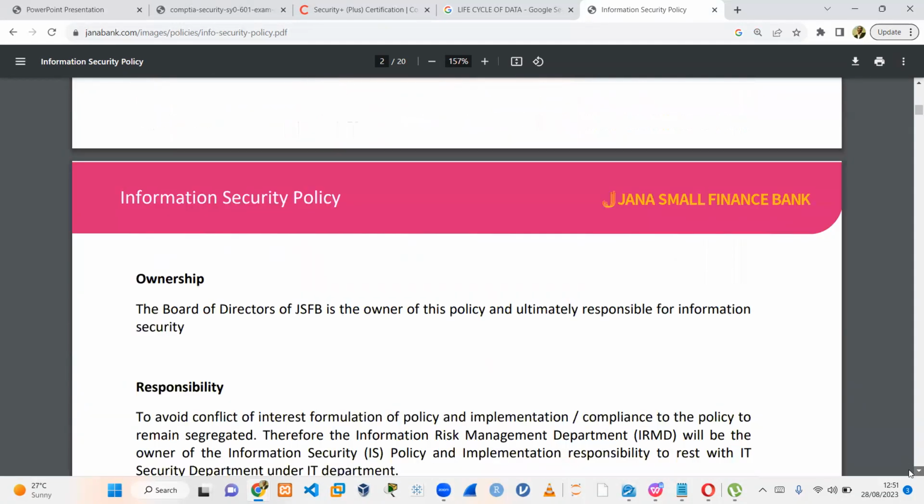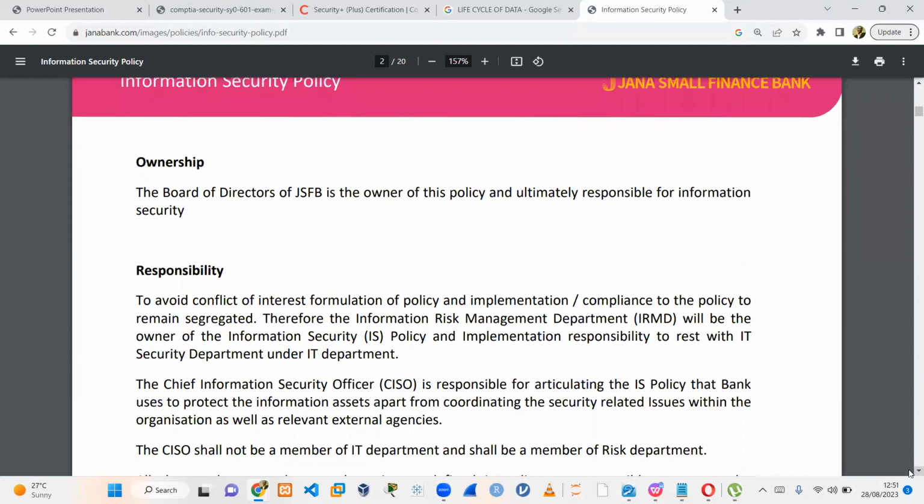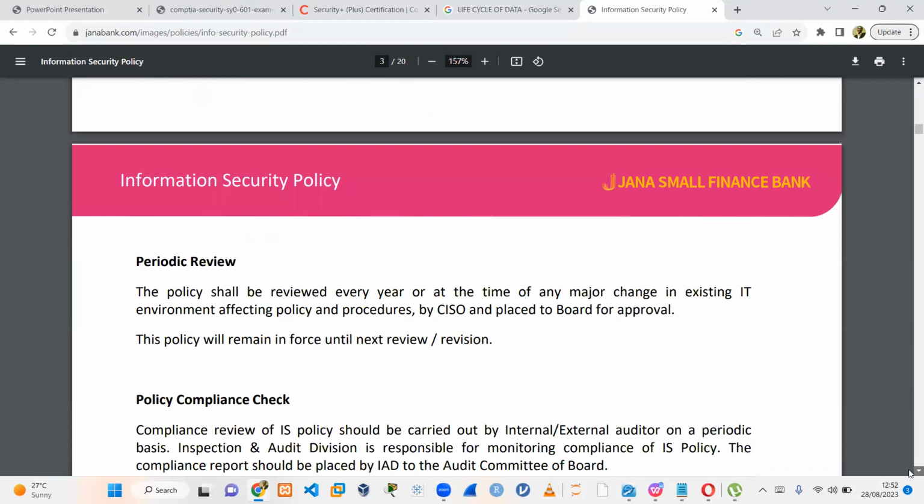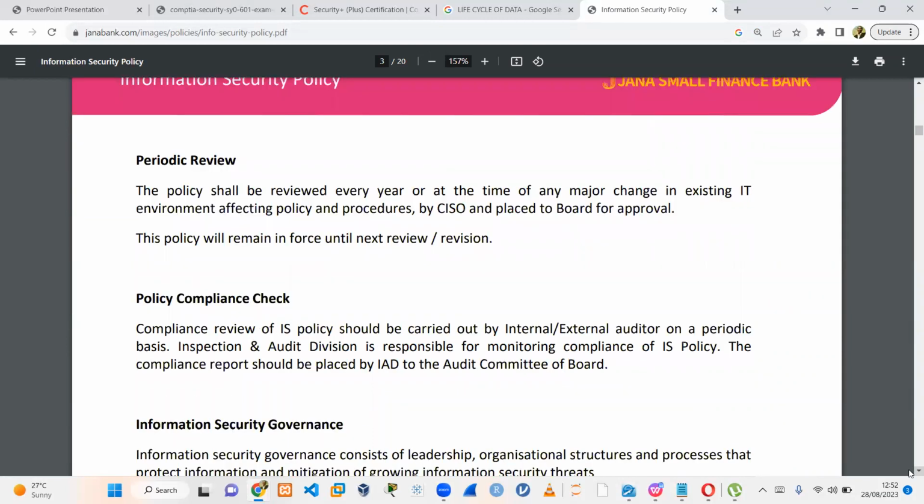Now, if you scan through the policy, ownership, who owns it, responsibility, policy exceptions, periodic review. I think when I have time, I'm going to do like a small, maybe 3 or 5 series training on how to set up information security policy documents, because it's one of the lowest hanging fruits as a security analyst. You cannot secure an enterprise, you cannot secure a network if there is first no information security policy document.